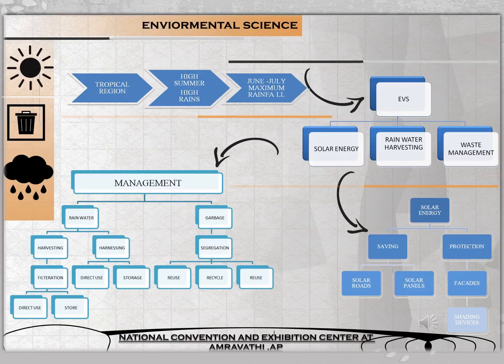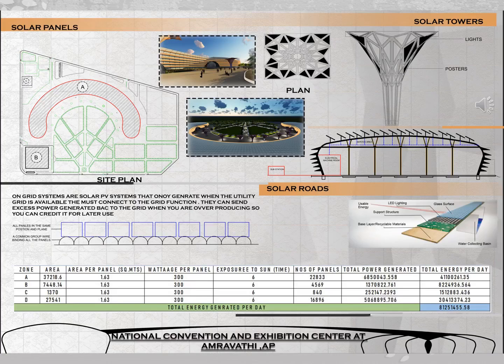It shows zones such as the location of solar panels, that is A, B, C. An on-grid system has been adopted for this project. The plan shows how solar panels in a linear position are attached by a wire and thereby carried to a downtake energy wire, which thereby goes to the stations. The section shows solar roads, which have a base layer, a supported structure, LED lighting, and a glass structure. The schematic section shows how solar panel energy would be diverted to the main system.